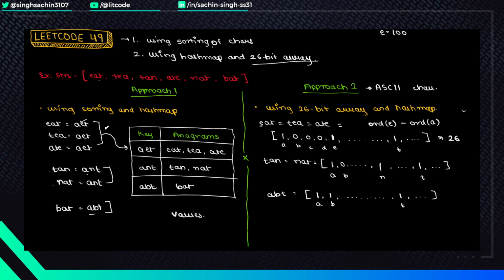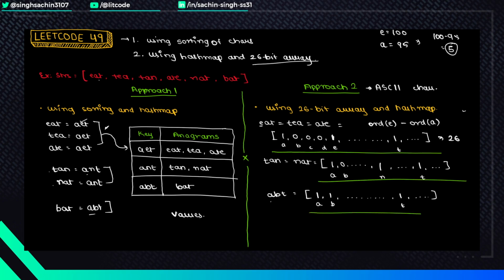So to normalize it, what we are doing is taking the ASCII code for A, which let's say is 95, and we are subtracting it. So 100 minus 95, which ends up being 5. So this will be the index which we will update. Okay, so this is what we are doing. So if you do the same for all the strings, you can again see that you get this 26-bit array as your key for the hash map.